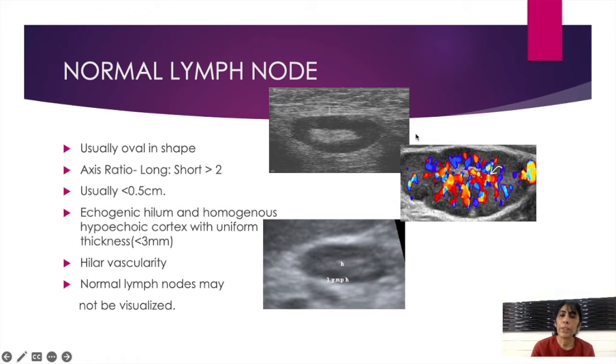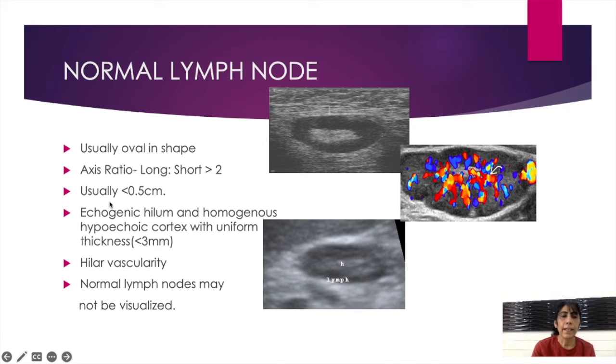The size of a normal lymph node usually ranges between 5 to 8 millimeter. Sometimes it may be even less than 5 millimeter, or you can say 0.5 centimeter. But whenever the lymph node is more than 1 centimeter in the shortest axis, we say it is suspicious, and more than 2 centimeter in any axis is likely to be pathological. It is usually oval in shape, with an axis ratio of long to short more than 2. So this would be the shorter axis, this would be the longer axis. Usually the longer axis will be double or more of the shorter axis.